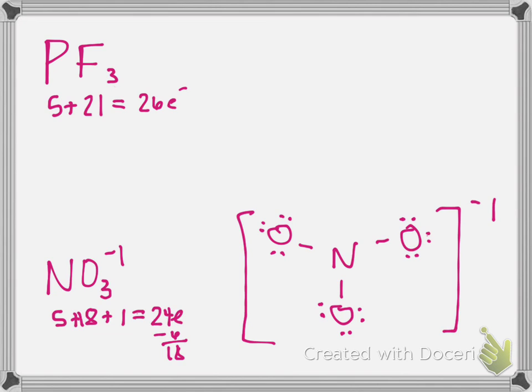No, because it's a negative charge, you add 1. Wait, so did I do it right or wrong? You did 24? No, 24. It's 24. Okay. It's 22, that was mine.